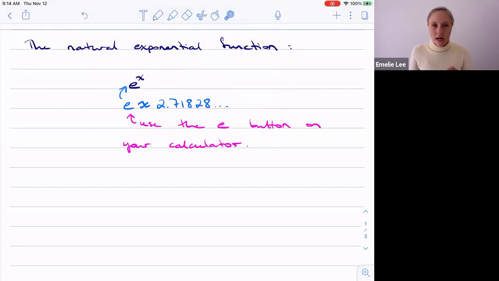One thing to keep in mind, if you're asked to give exact answers, the exact answer has to have the e still in it, right? As soon as you convert it to a decimal here, it's not an exact answer anymore. So that's just something to keep in mind if you're asked to give exact answers.